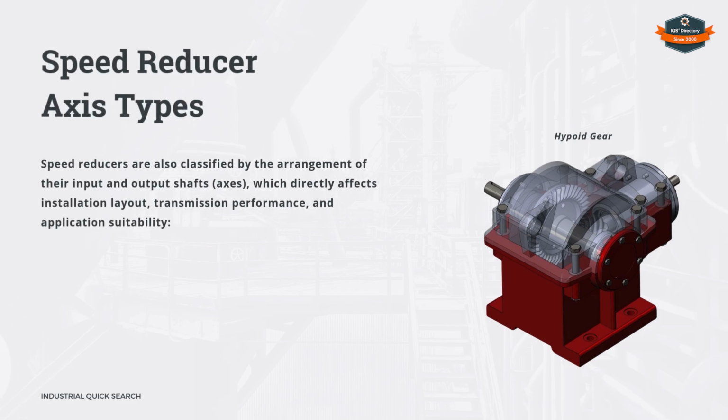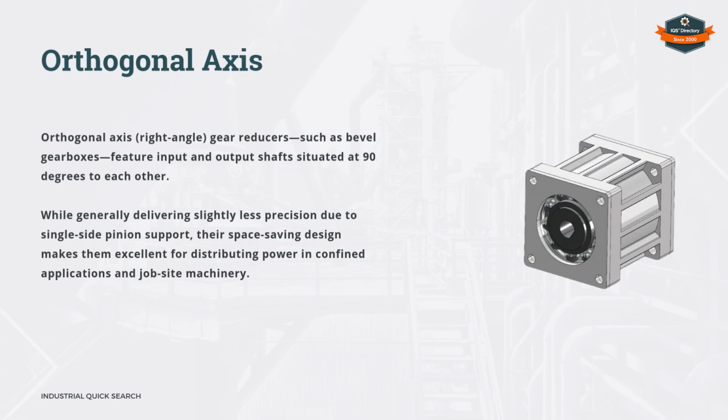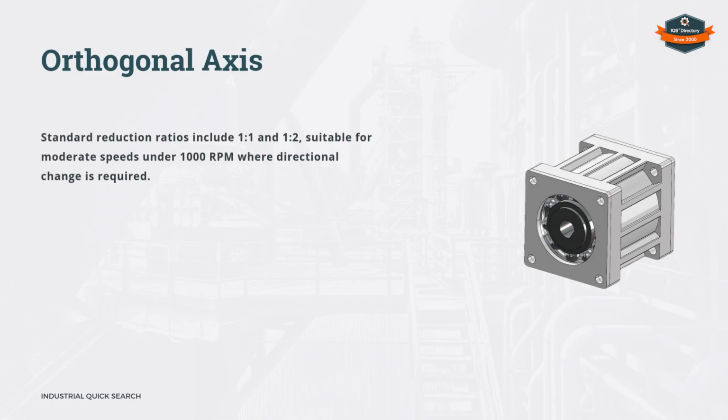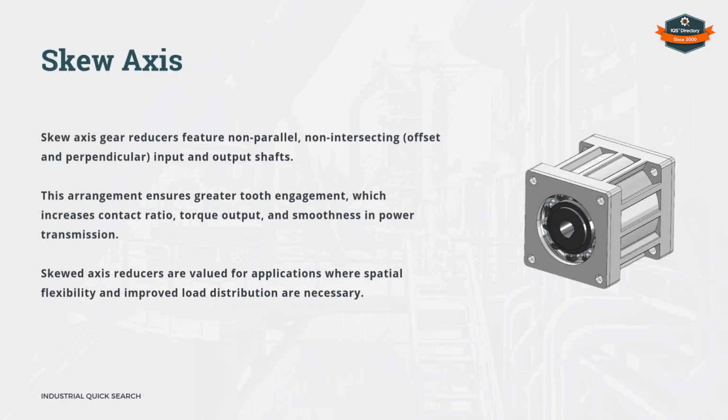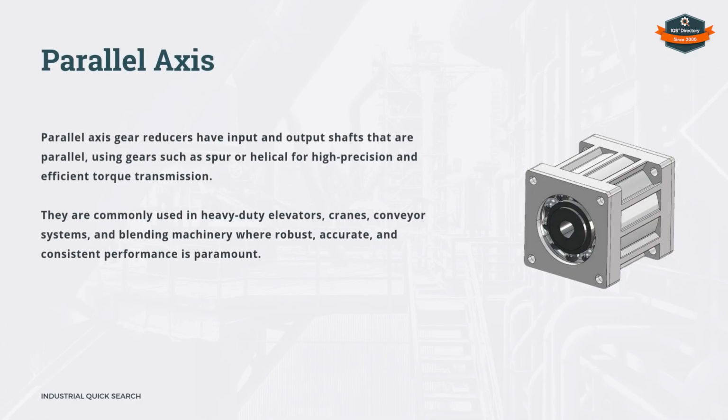Speed reducer axis types. Orthogonal axis. Skew axis. Parallel axis.